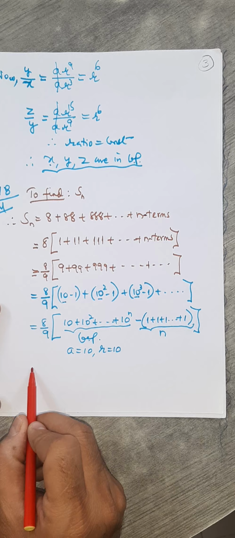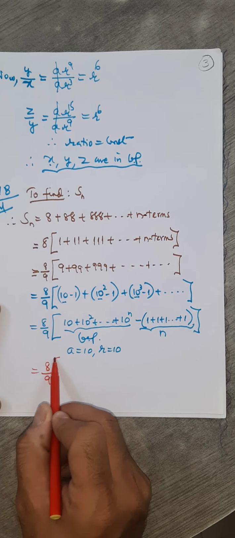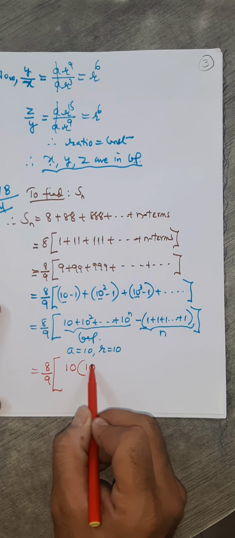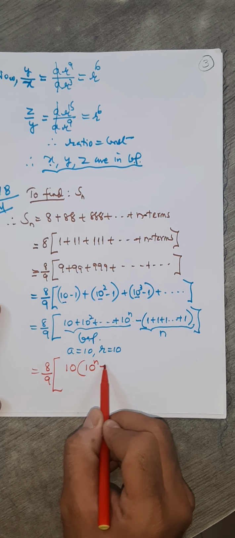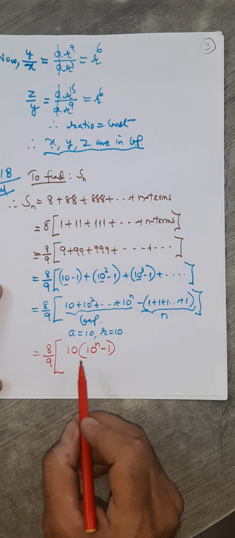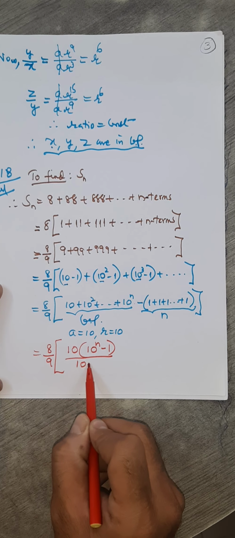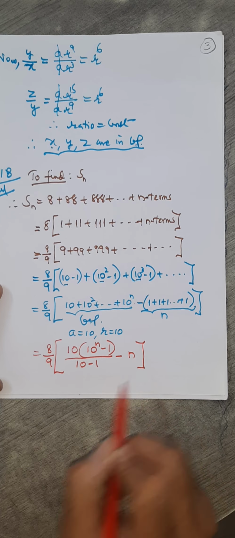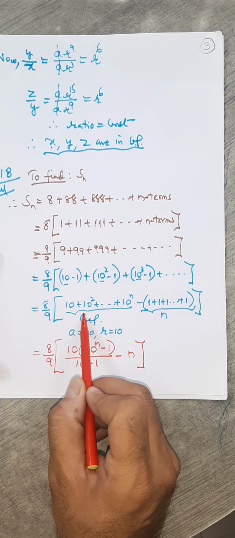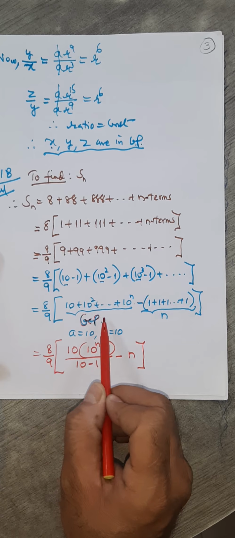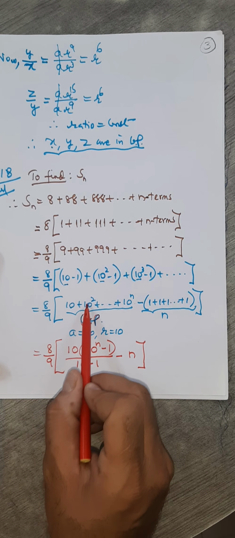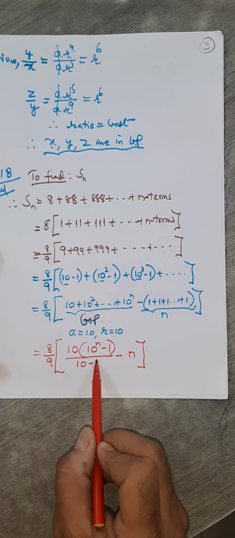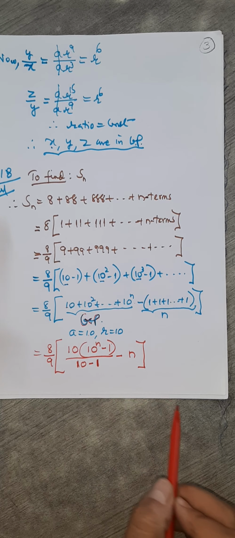Now we'll use the formula for GP for the first one. 8 by 9 as it is. A r raised to n, that is 10 raised to n minus 1 upon 10 minus 1, minus 1, 1, 1. How many times? n times. That is small n. What is this geometric progression? Sum of how many terms? n terms. A is 10, the common ratio is also 10. So you have used that A into R raised to n minus 1 upon R minus 1 formula.